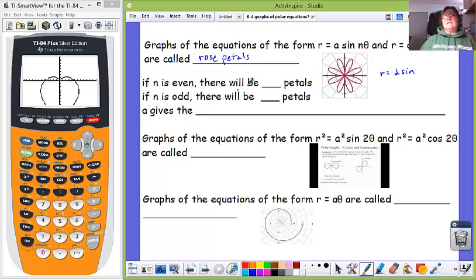And if n, the multiplier here, is even, you get twice that number of petals. So for us to get 8 petals, this must have been a 4. 2 sine 4 theta. If n is odd, you'll get n petals. So you will find out a gives the height of a petal, if you will, the distance between the origin and the tip.